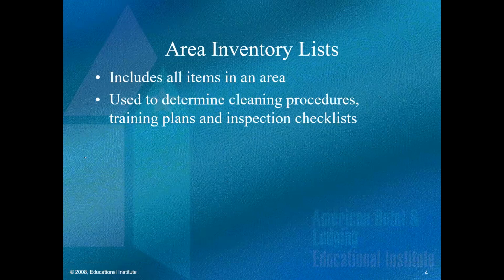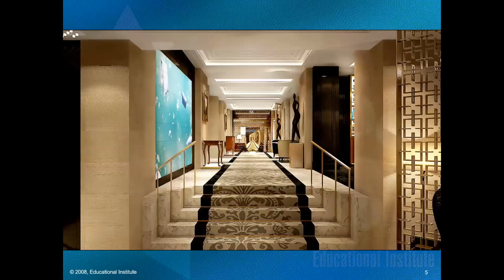So an area inventory list essentially is helping the housekeeping department determine how we are going to develop those SOPs, how we're going to develop those standard operating procedures, okay? So we think about an area inventory list. In your notes, I'd like you to take this picture and create an area inventory list, a list of everything that is in that picture that housekeeping might have a reason to touch, clean, or take care of.